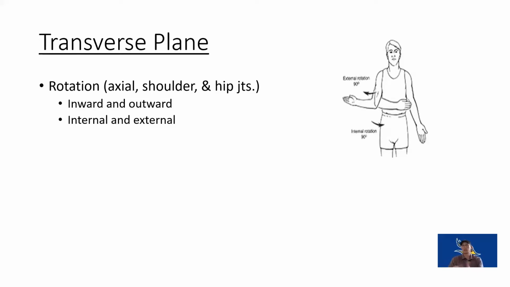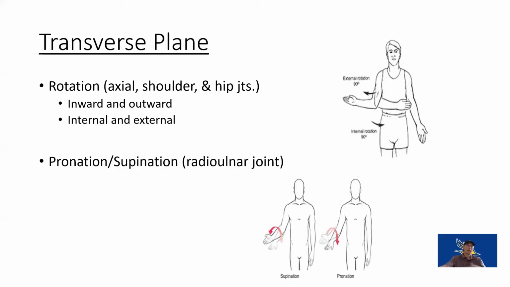External rotation, my patella rotates out away from the midline. And then if we look down at our radial ulnar joint, this is just below our elbow, just distal to our elbow joint. Supination is palms up, pronation, palms down.